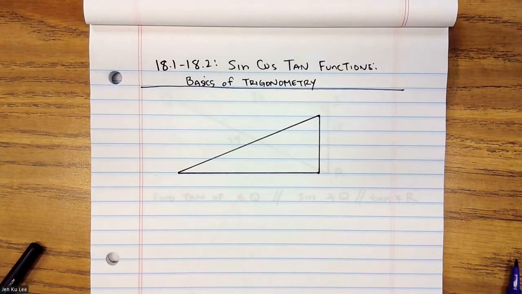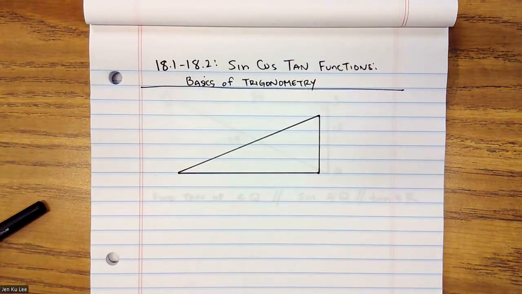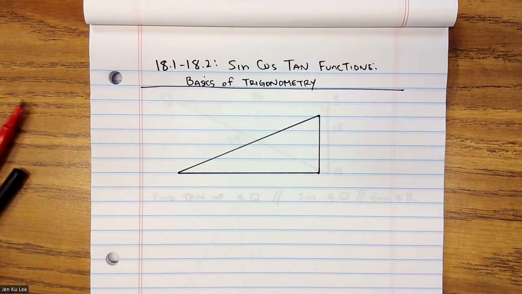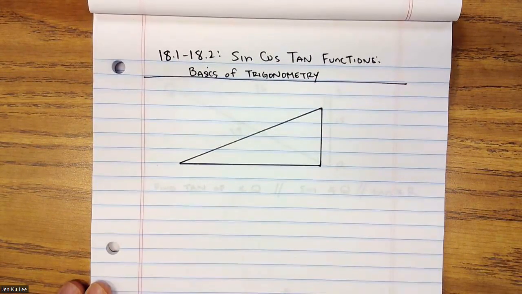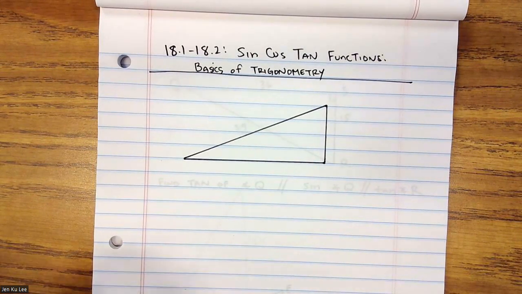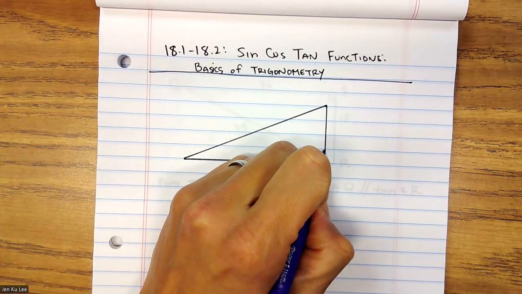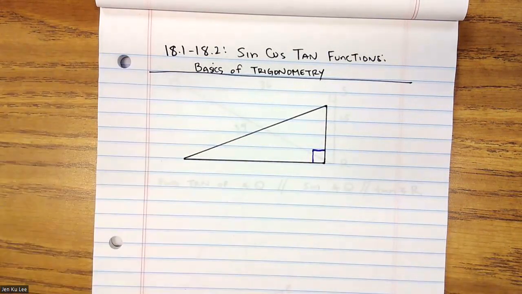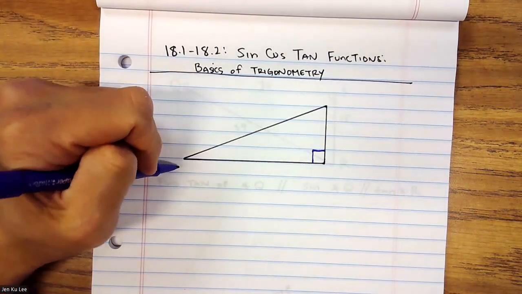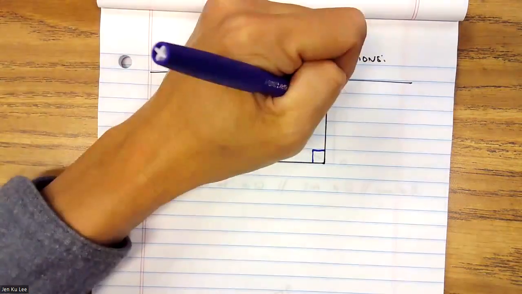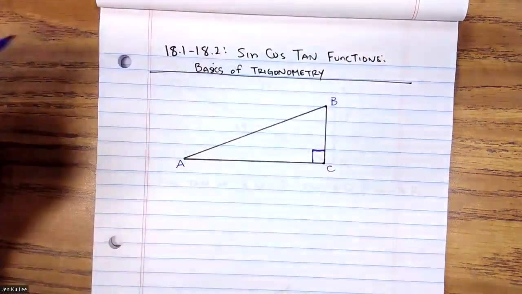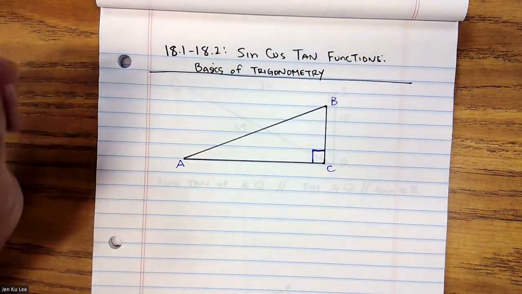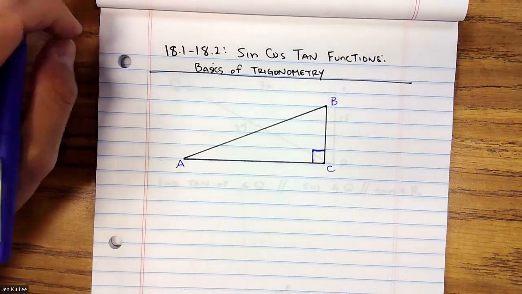So this is 18.1, 18.2, the basics of trigonometry. More importantly, it's the three functions: sine, cosine, and tangent. Okay. So it's always going to be based on a right triangle. Okay, it needs to be a right triangle. I'm gonna label these points A, B, and C.